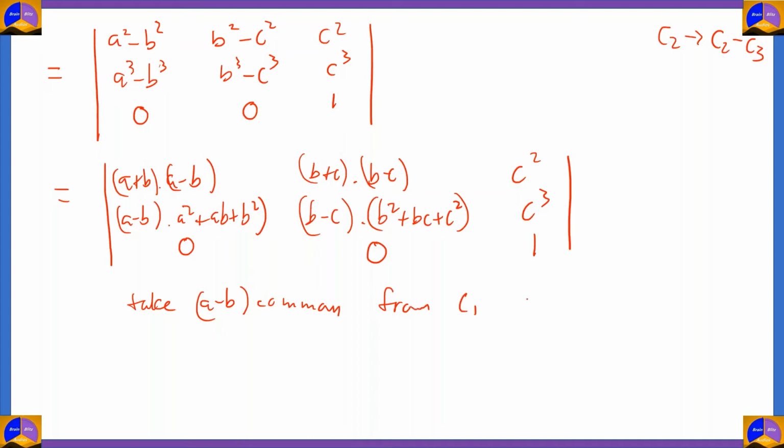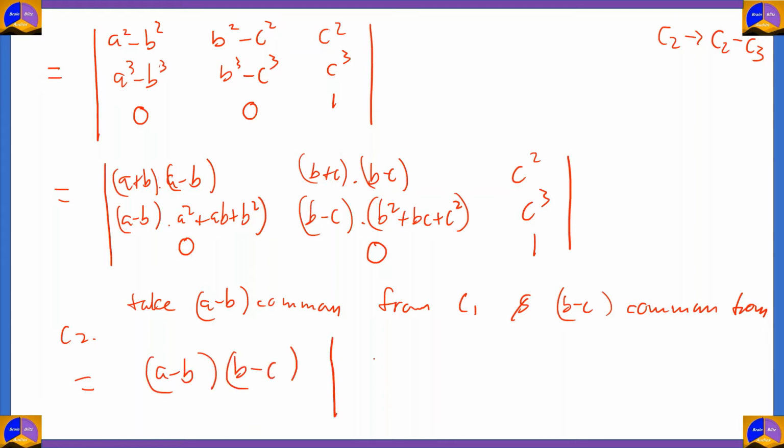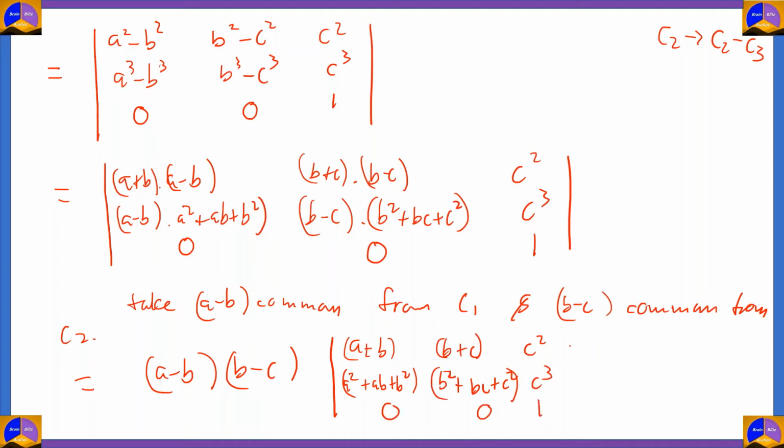from c1 and b minus c common from c2. So that will be equal to a minus b is outside, b minus c is outside of the determinant. So we'll have a plus b, b plus c, c squared. Then we'll have a squared plus ab plus b squared. And then b squared plus bc plus c squared. And then c cube, 0, 0, 1.